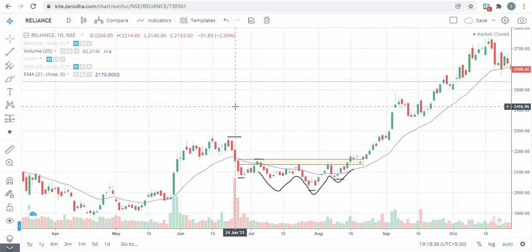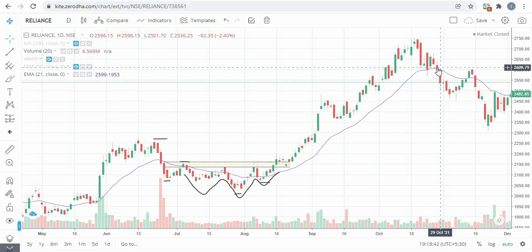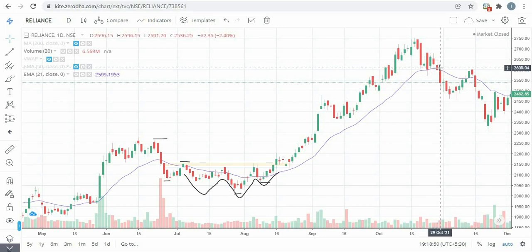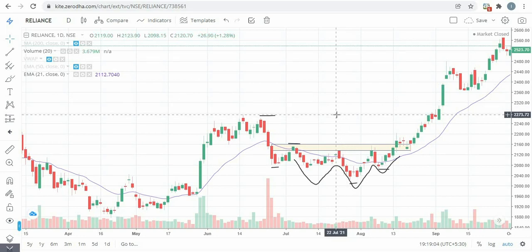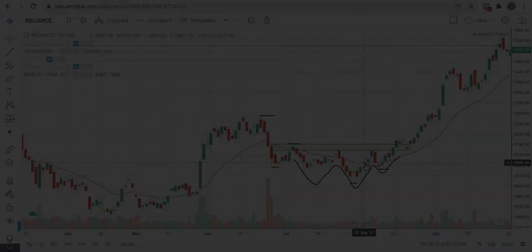It would have been a very good swing trade, and it was also following the 21 moving average. If we had kept the 21 moving average as a trailing stop loss, we would have sold around 2600. Even then it was a very big move. We would have given up around 100 points, but it would still have been a very good trade. So the importance of the inverse head and shoulder pattern is immense, because it indicates that the trend is reversing, the bears are losing their strength and the bulls are gaining strength.